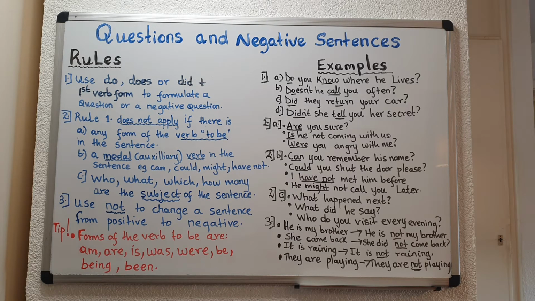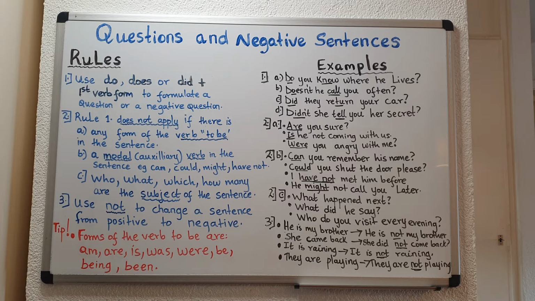Do you know where he lives? So you have do plus your relative pronoun, and then you have know. Okay, so it is do plus know. Do you know where he lives? I could also say, do I know where he lives? Or do they know where he lives? Or does she know where he lives? Okay, do you know where he lives?